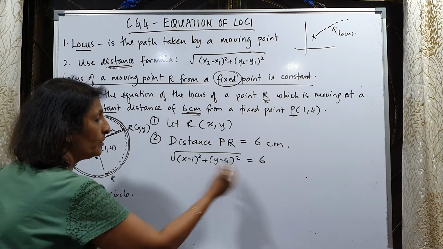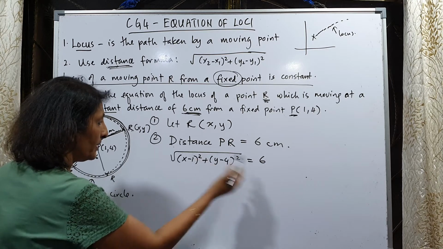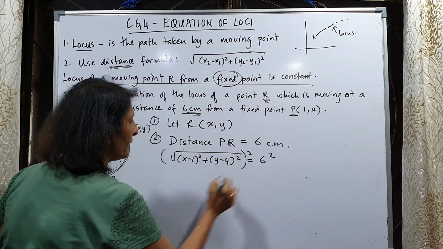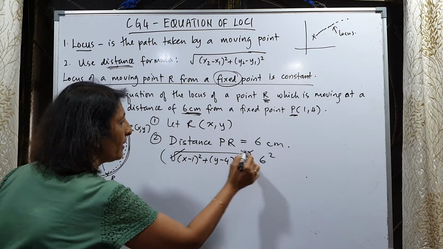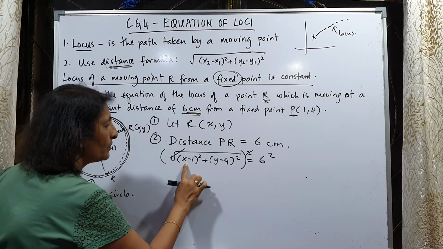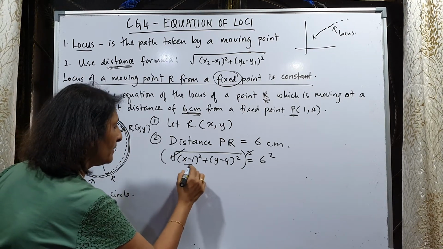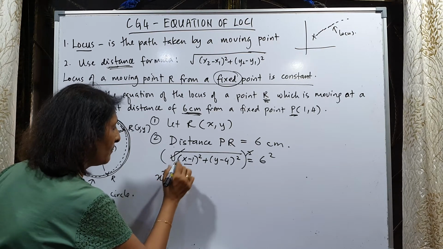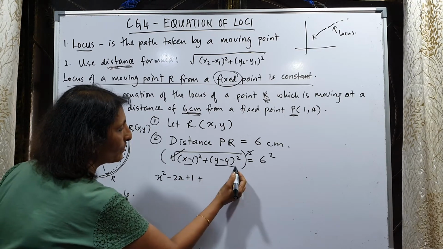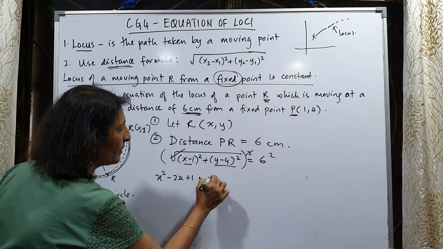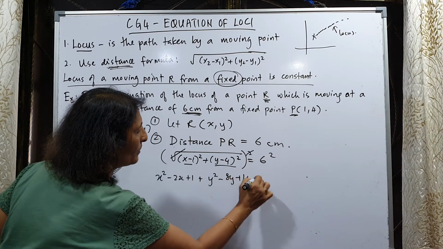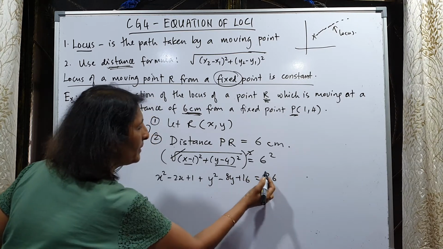Now we need to expand this, so we square both sides first to get rid of the square root. We square both sides, means we square here, we square here. So now the square root and the square will cancel each other off. So you are left with the inside only. And now this one we got to expand. So we expand this one: x squared minus 2x plus 1. Expand this also: y squared minus 8y plus 16 equals 6 squared, which is 36. Bring the 36 over.